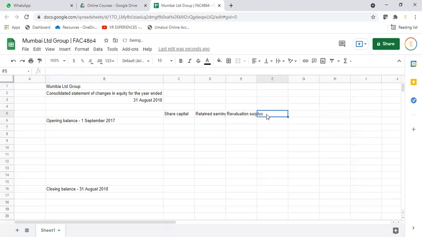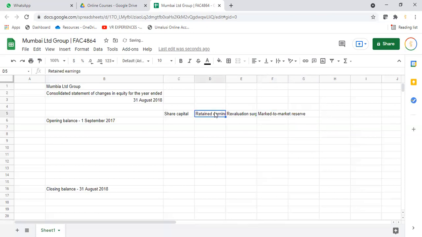Then we would have mark-to-market reserve. Once again, what is this? This is the fair value gain or loss on financial instruments that is classified through OCI. Okay, so just be aware of that.